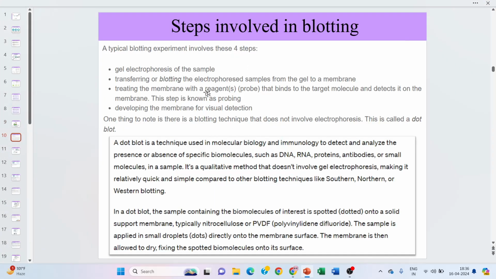Typical blotting experiments involve 4 steps. So give me a minute.